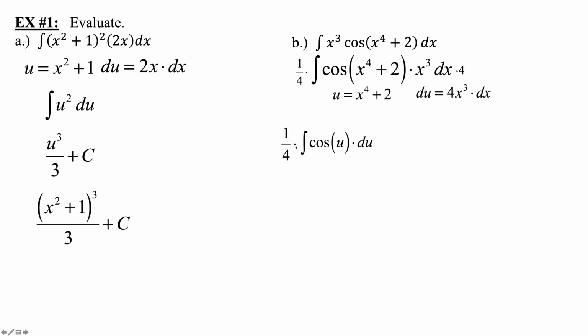So now it's 1/4 times the integral of cosine u du. So we can integrate that. Or here's another technique. This is the technique I like to do. I like to just solve and get, if I need x to the third dx, that's all I want. So I divide over the 4, and I put in 1/4 du.